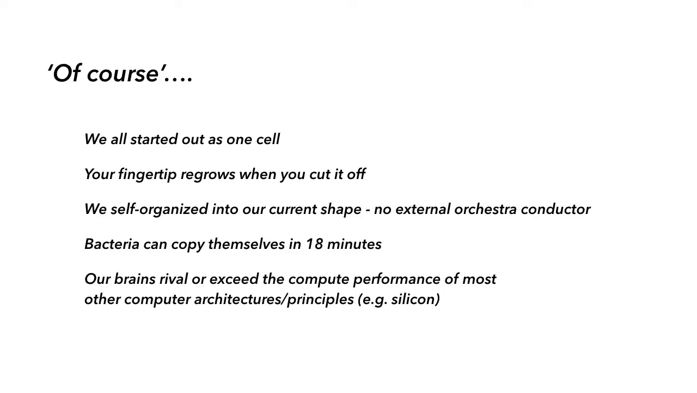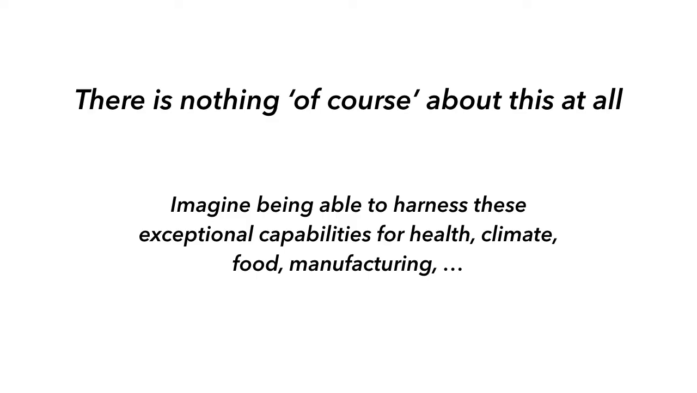Each one of us started out as a single cell, and now we're dynamic composites of 37 trillion cells. You can cut off your fingertips and they'll regrow. Bacteria copy themselves precisely in 20 minutes or less. Our brains are incredibly powerful electrochemical computers that rival or exceed the performance of even the most advanced dry computers based on alternative architectures and materials like silicon.